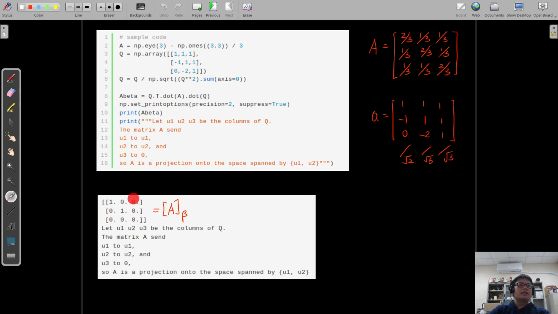It turns out that this matrix representation looks like this. This is the output, and we can read from it that if U1, U2, U3 are the 3 columns of Q, then U1 will be sent to 1 copy of U1, U2 will be sent to 1 copy of U2, and U3 will disappear. So the whole action is that U1 and U2 stay the same, and U3 collapses. In the end, this action tells us that A is a projection matrix onto the space spanned by U1 and U2.